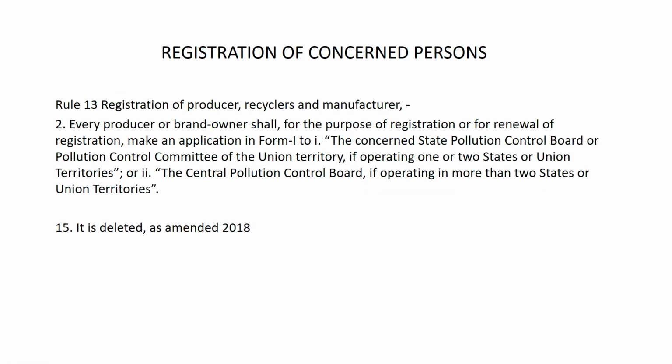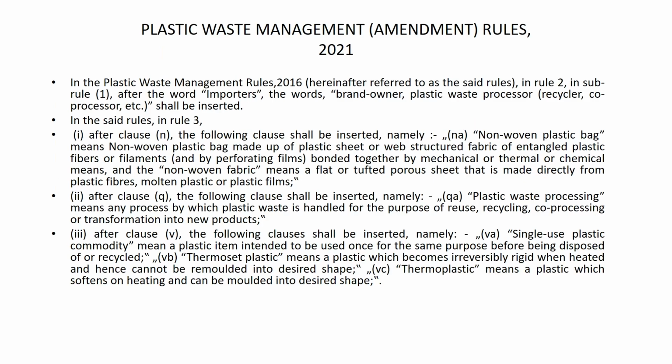The registration of the concerned persons. Rule 13 talks about registrations of the producers, recyclers and manufacturers, and for the purpose of registration or renewal of registration, they shall make an application in the respective forms to the Pollution Control Boards or the Committee of a Union Territory if operating in 1 or 2 states or Union Territories, and to the Central Pollution Control Board if operating in more than 2 states or Union Territories. Rule 15 is deleted and has been amended in the year 2018.